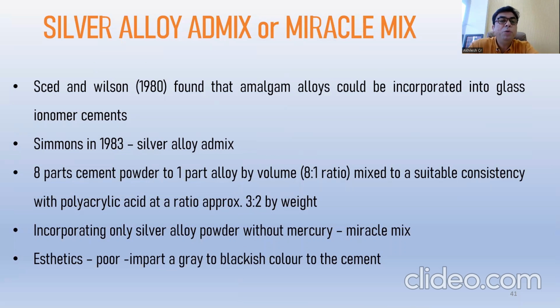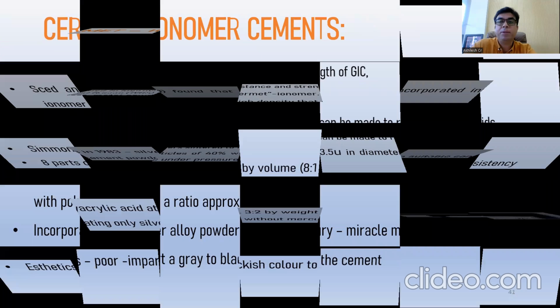How do we do it? Eight parts of the cement to one part of alloy by volume, that is 8:1 is the ratio, mixed to a suitable consistency with polyacrylic acid at a ratio of 3:2 by weight. Incorporating only silver alloy powder without mercury is Miracle Mix. So there is no mercury added here; it is only the amalgam alloy powder in the glass ionomer cement. Here the aesthetics is very poor and imparts a gray to blackish color to the cement.